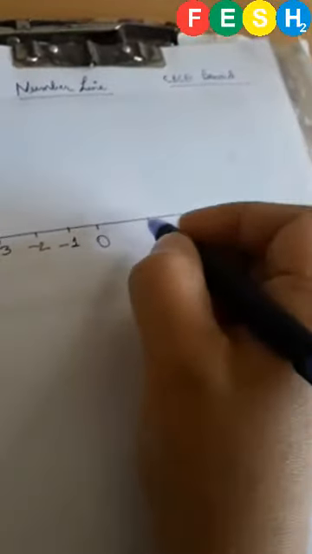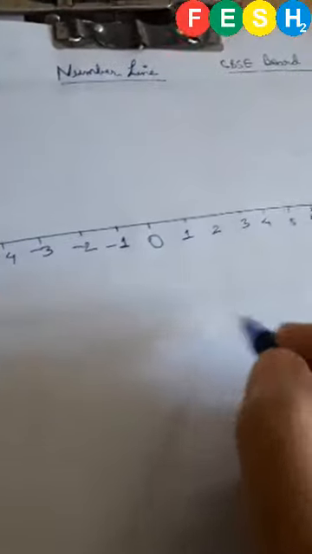First draw a simple line. Then in the center of it draw a 0. Then on the left side of it we draw negative numbers like -1, -2, -3, -4, -5. Then on the right side of it we will draw numbers 1, 2, 3, 4, 5, 6. So in this way we will draw a number line.